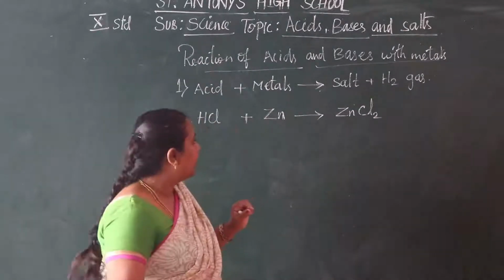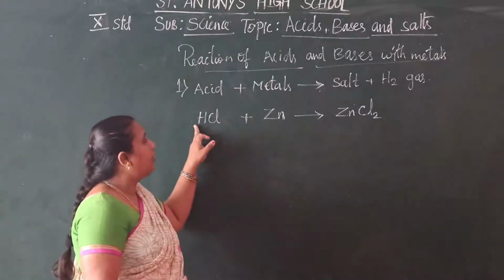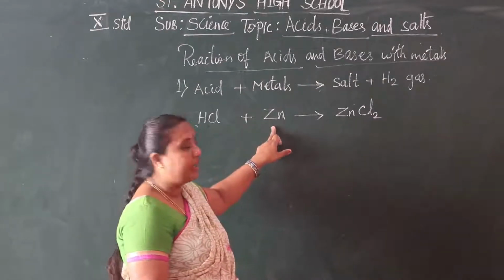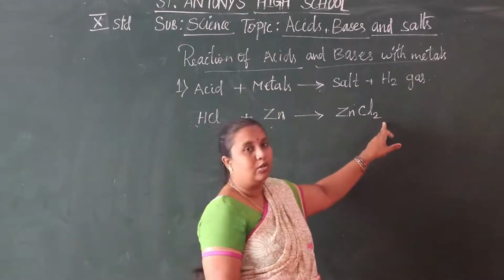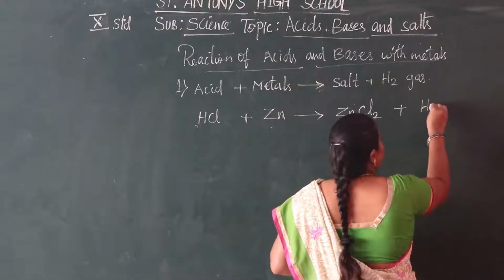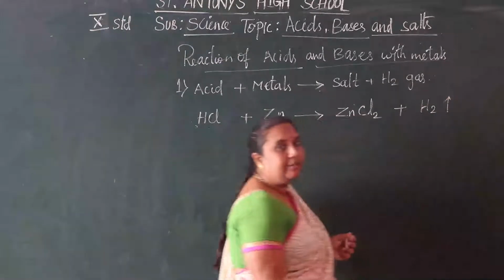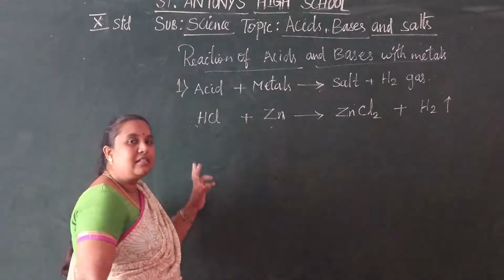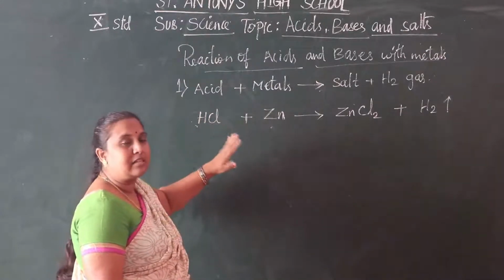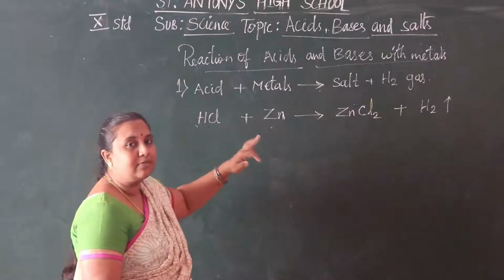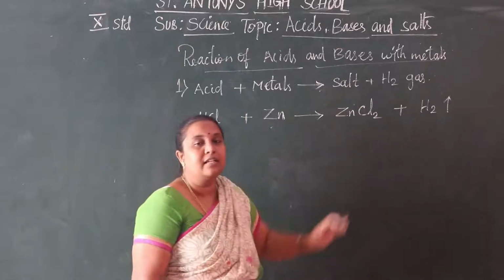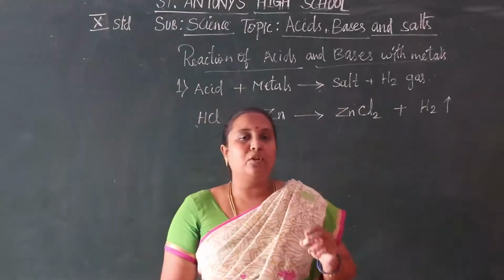Then see here, HCl, hydrochloric acid, plus zinc, which is a metal. Acid and metal react and give zinc chloride, which is a salt, plus hydrogen gas is liberated. Now you know the reaction of acids with metals: acid reacts with metals and gives salt plus hydrogen gas. This is very important. You should keep it in your mind.